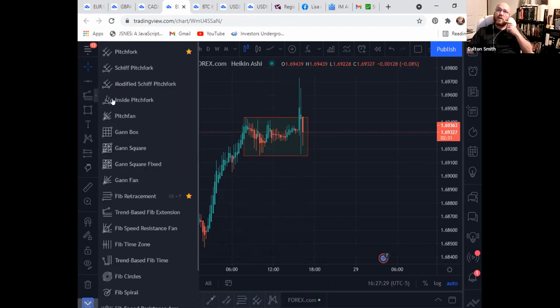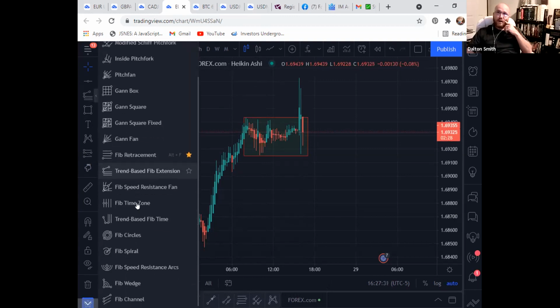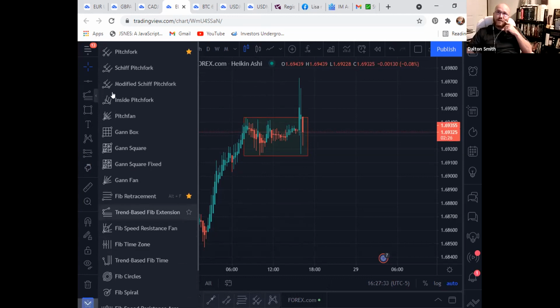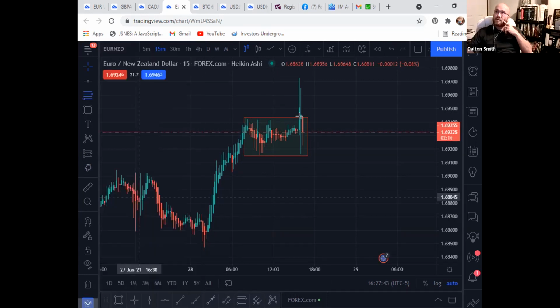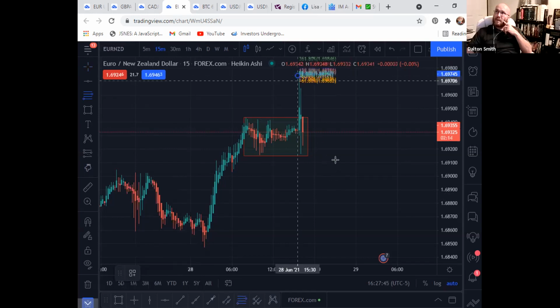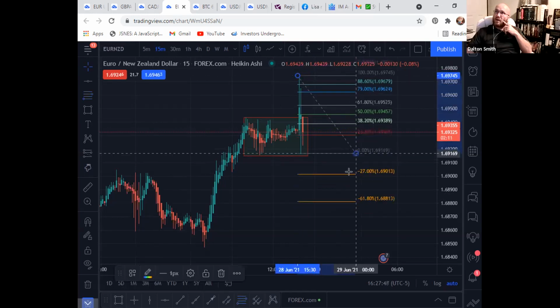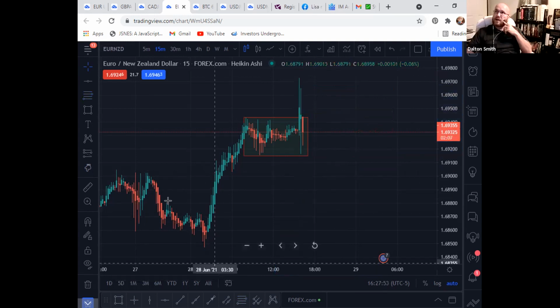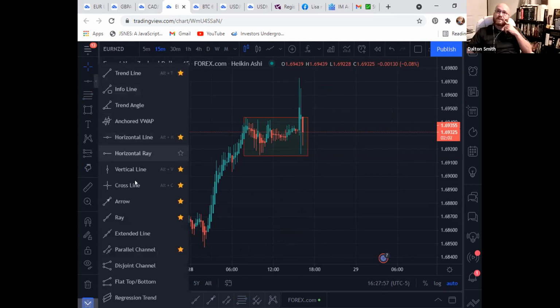These are Fibonacci tools. If you don't know Fibonacci, definitely look into it. Do a strategy session with it. Fibonacci is amazing. When you first join IM, this is the pitchfork. And the Fib retracement, of course, is one of the big boy Fibonacci tools. If you don't know how to use it, definitely do a strategy session and get it learned. And then these are all of your lines. I just use a couple different lines.